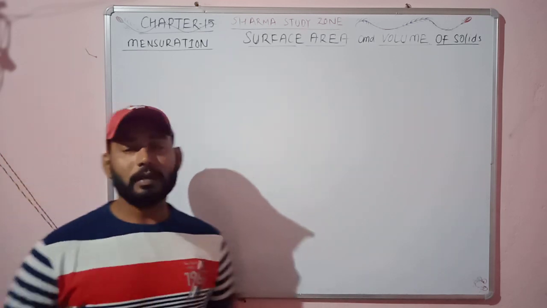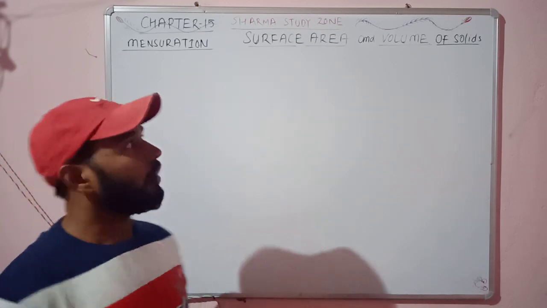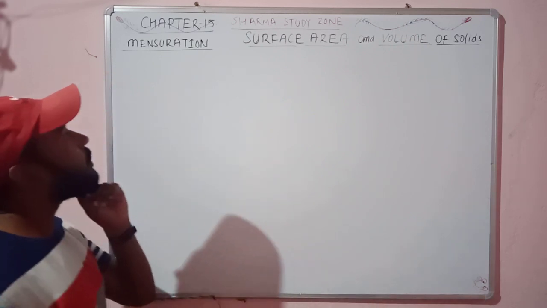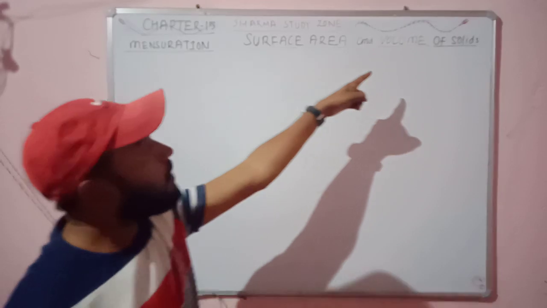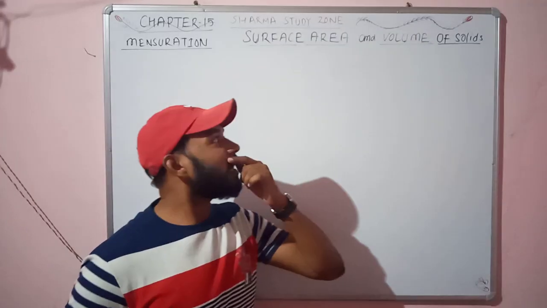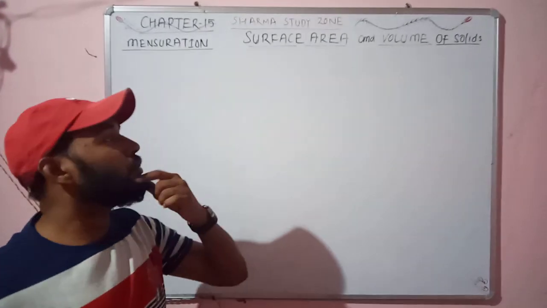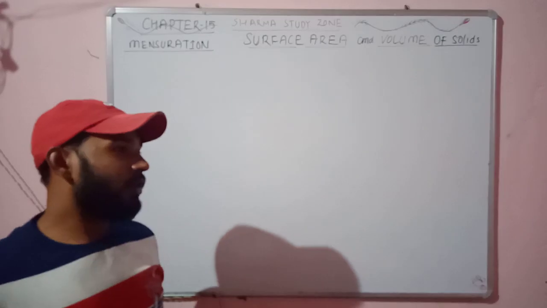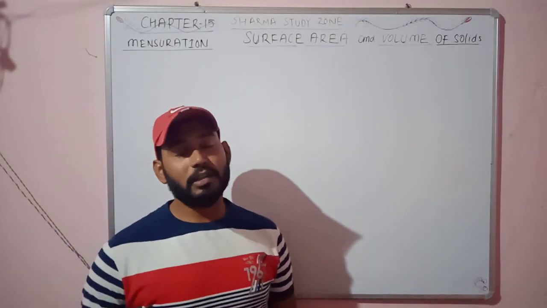In this video, we will be discussing the topic of this video, which is surface area and volume of the solids. But before starting this chapter, we need to understand what the solids are. And you know about the 2D figures and the 3D figures.